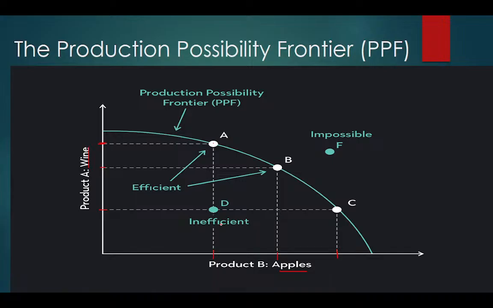Next, inefficient points inside the curve, that is point D. We see that point D lies inside the PPF. The PPF is defined by this. So point D lies inside the PPF. So this means that the economy is underutilizing its resources.